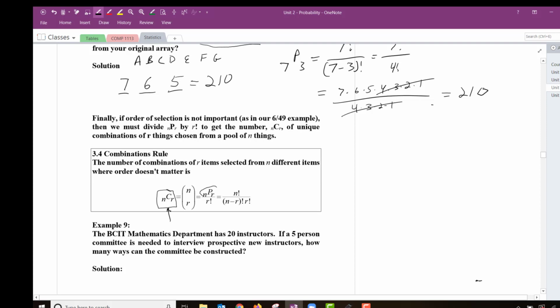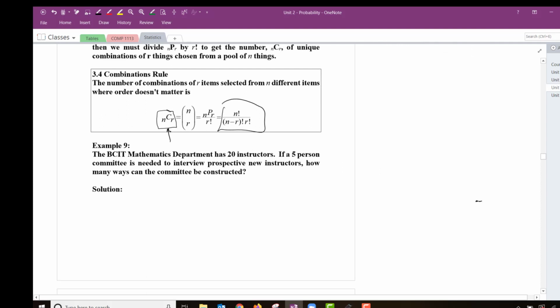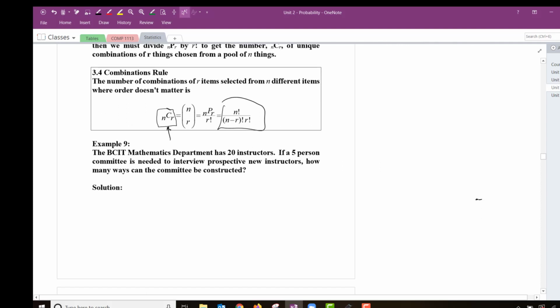You don't even really need a button for it. If you already have your nPr, you just take the number of permutations and divide it by r factorial. So the formula is just this. Some examples, maybe we can see the difference between permutations and combinations. When I see new problems, I ask, how does it apply to some problem that I already know?